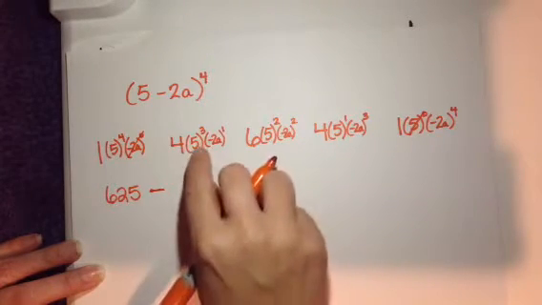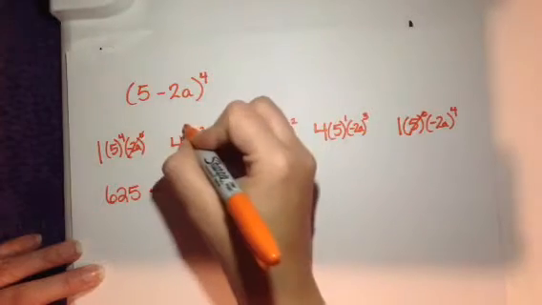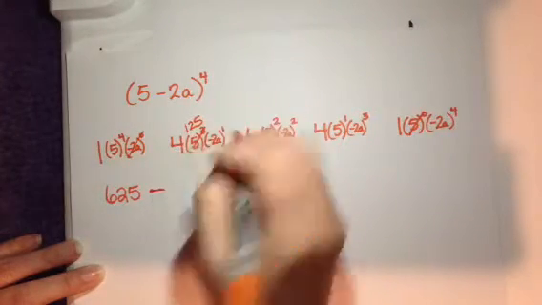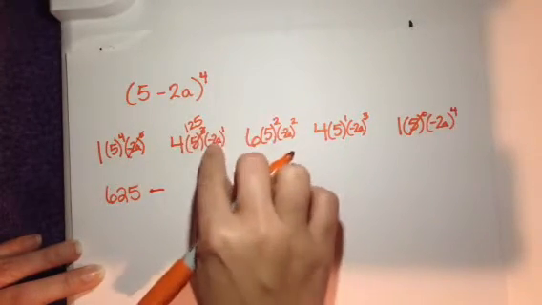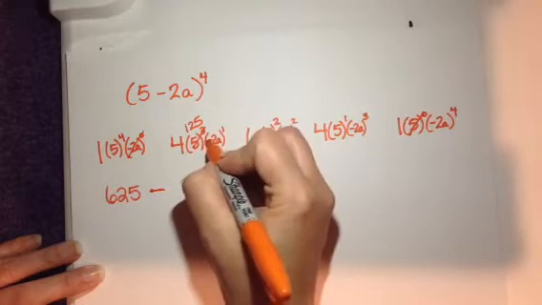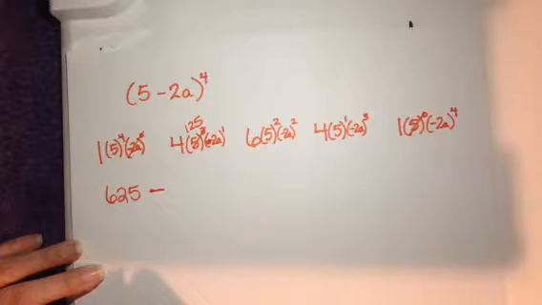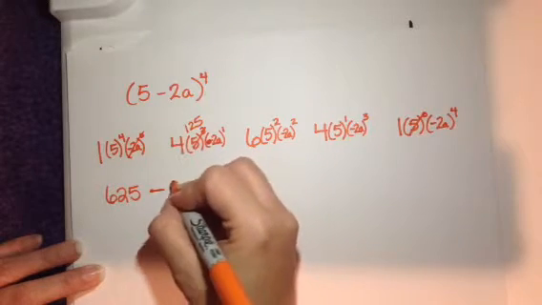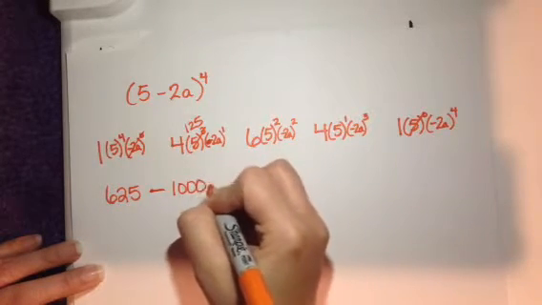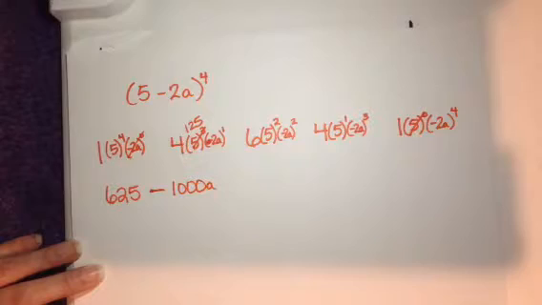All right, so now I need to do 5 to the third. That's 125. 4 times 125 times 2. It's no longer a negative because I took care of it right here. 4 times 125, that is going to be 500. And 500 times 2 is 1,000. And then don't forget my a because it was a to the first.